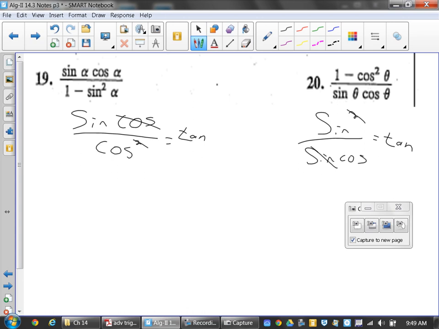What I'm hoping that you guys started to notice last night was that when you had squares with ones, minus 1 plus 1, you were looking at your Pythagorean identities. The other ones was a matter of, if you had secants, you were rewriting as cosines and so forth. Hoping that you would pick up on that. They can get messy.